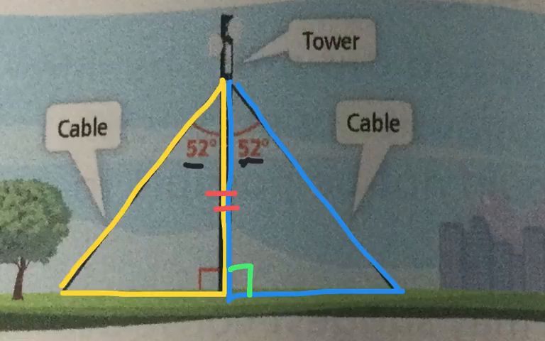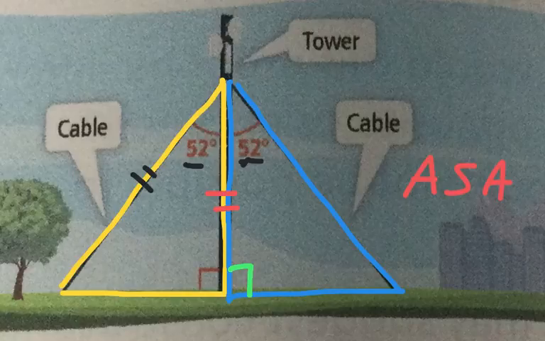So do I have enough to say that the blue triangle and the yellow triangle are congruent? Yes, because of angle, side, angle, I know the triangles are exactly congruent. Therefore, if the triangles have to be congruent, then that means this cable and this cable are the same length. Otherwise, they wouldn't be congruent triangles.